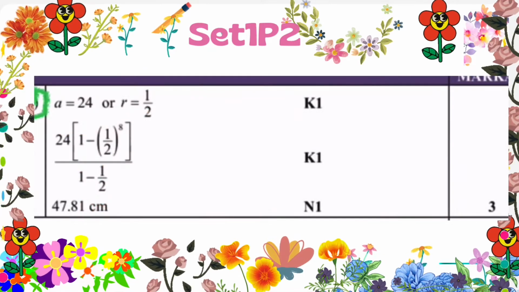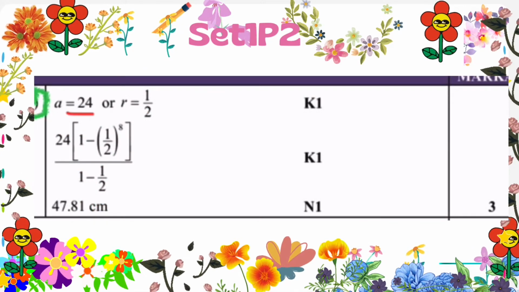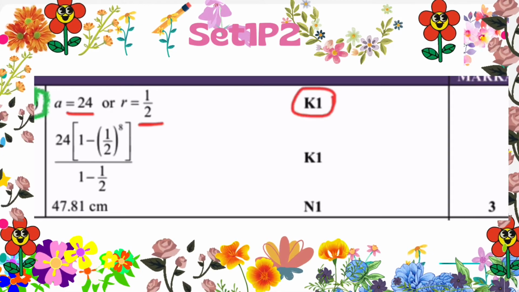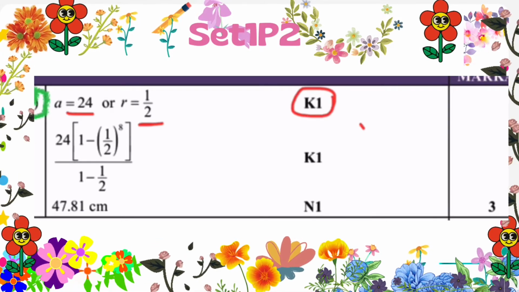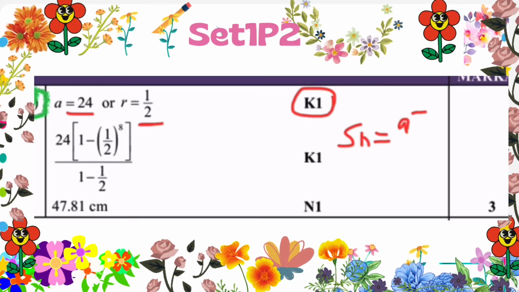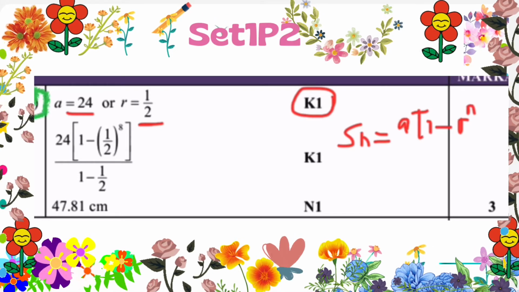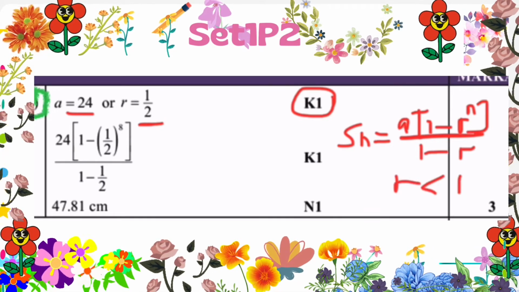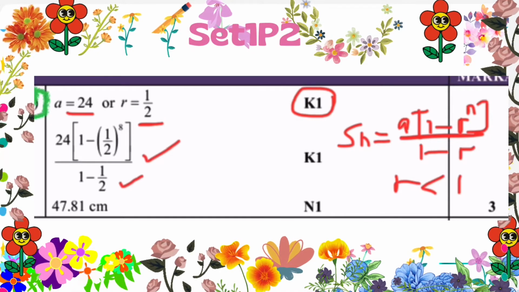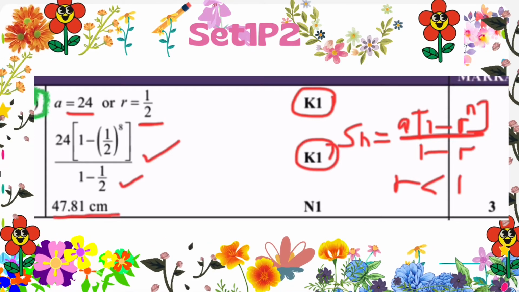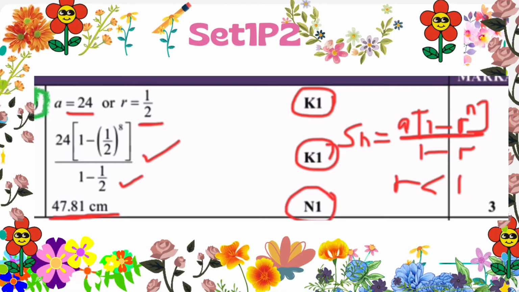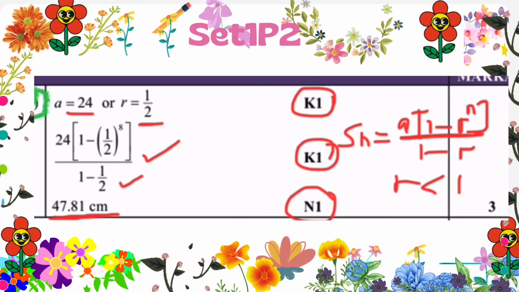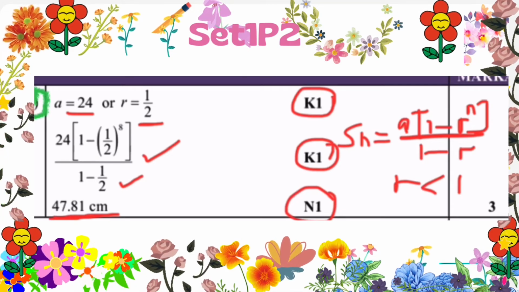And then after that, let's see the next part 2. Part 2, if you show the A is 24 for the perimeter, common ratio is half, you will get 1 mark, and you substitute into the Sn equal to A 1 minus R to the n over 1 minus R for R less than 1. Alright, so this one is substitution into the formula, 1 mark, and then final answer 47.81, 1 mark. So total is 6 marks for geometric progression and arithmetic progression, right?